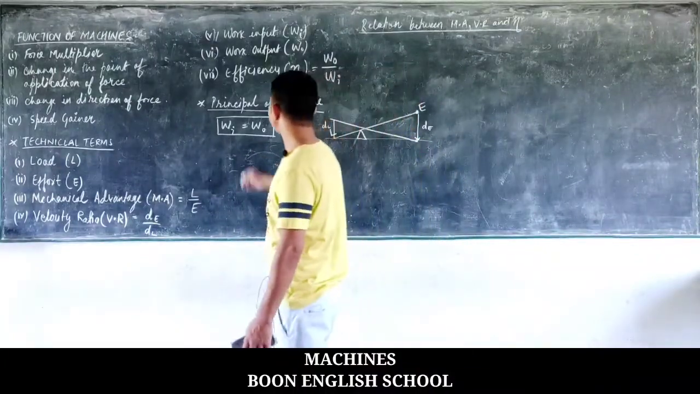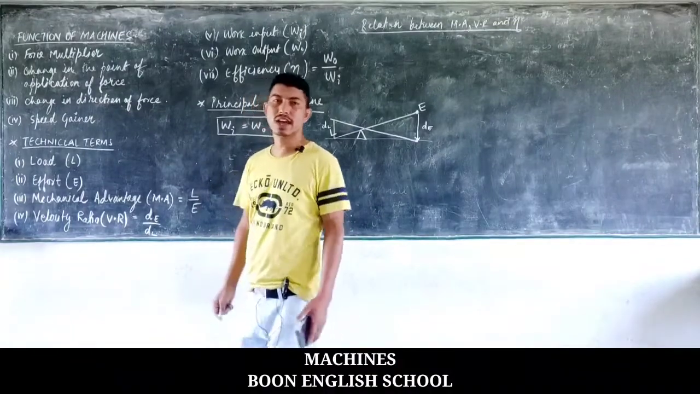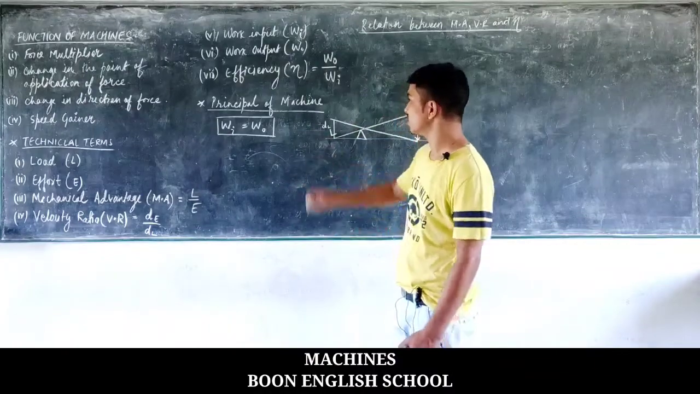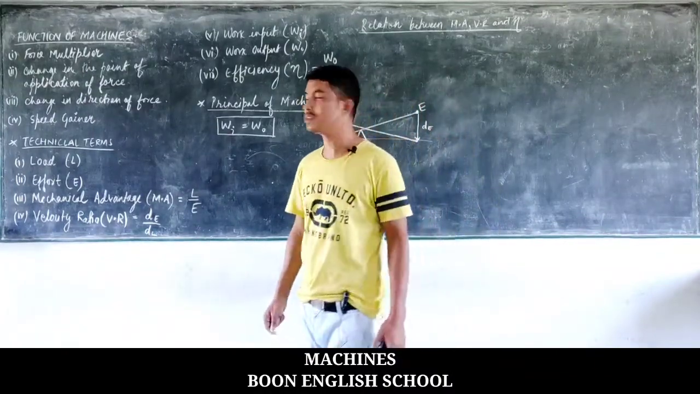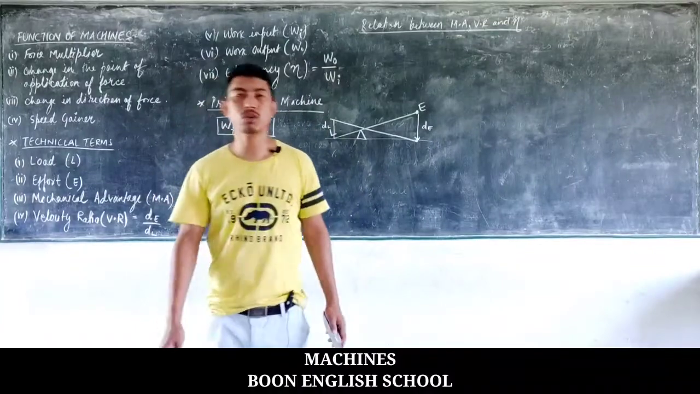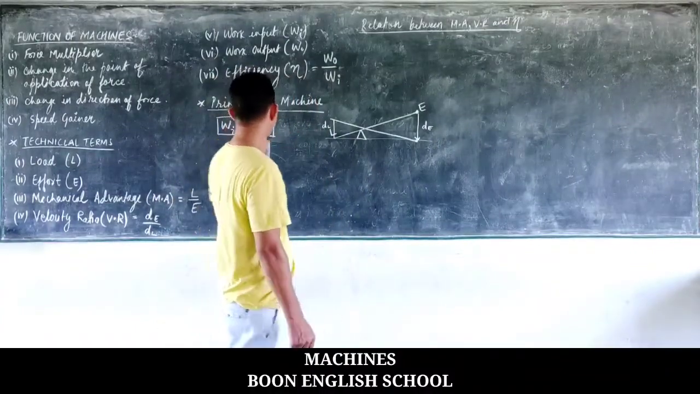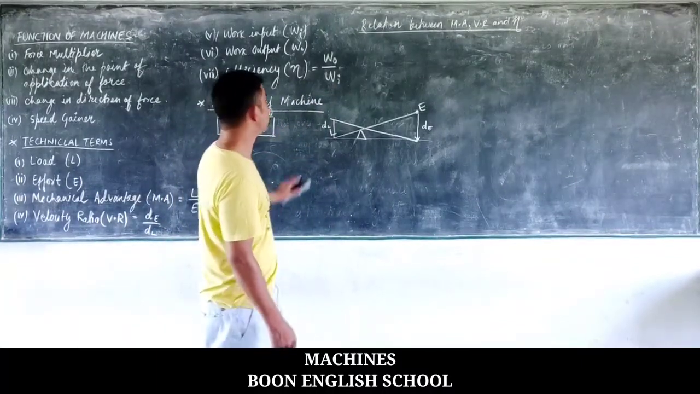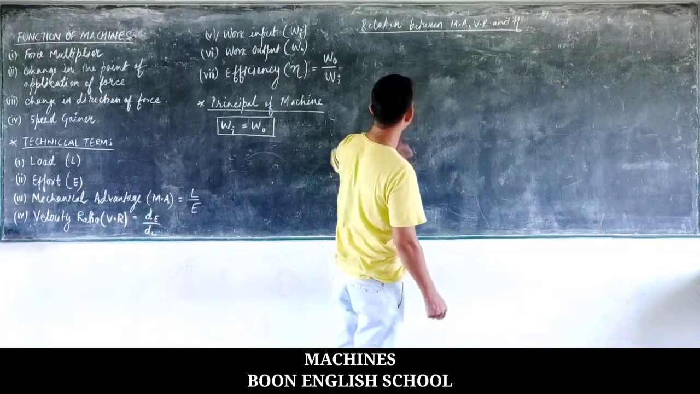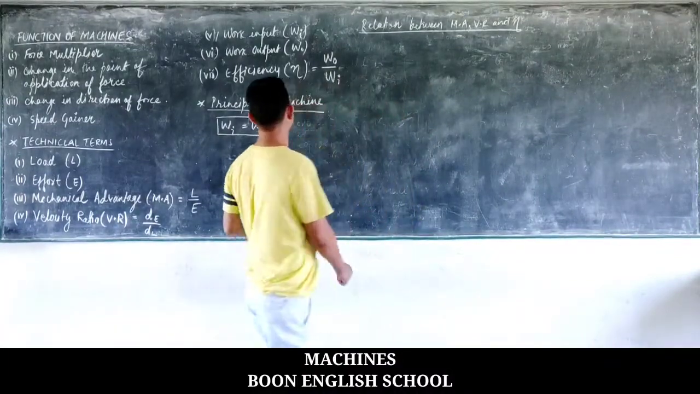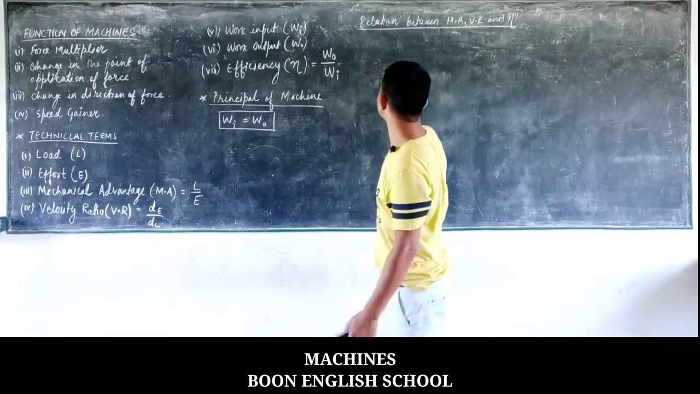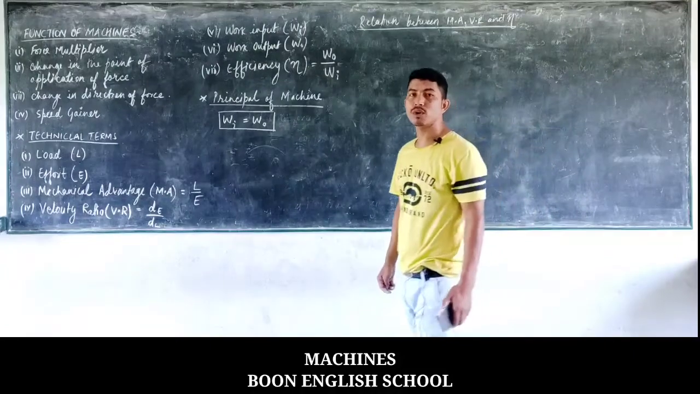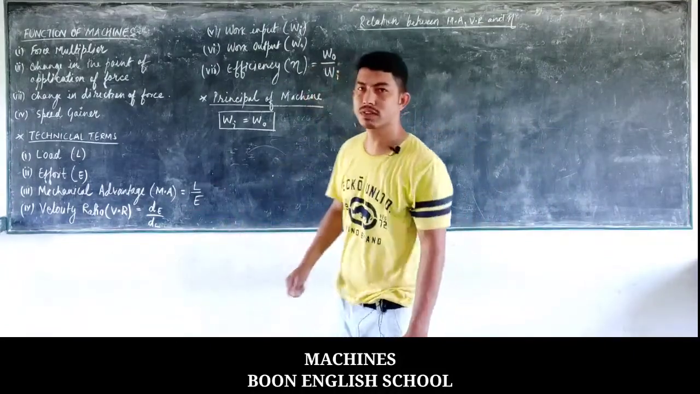Now coming to another topic, the principle of machine, which states that the work input is always equal to the work output. A very simple definition. Using this principle, we can find the relationship between the mechanical advantage, the velocity ratio, and the efficiency, for which you need the concept of work done from the previous chapter as well.